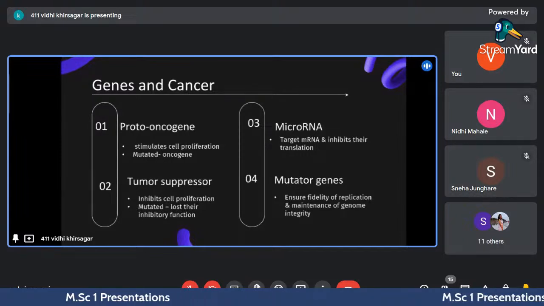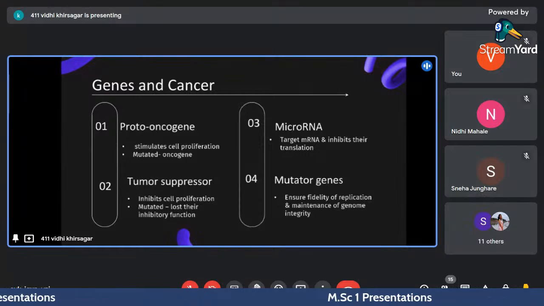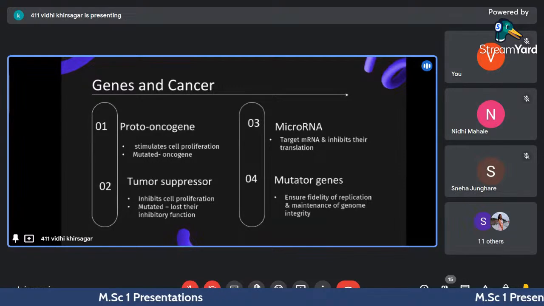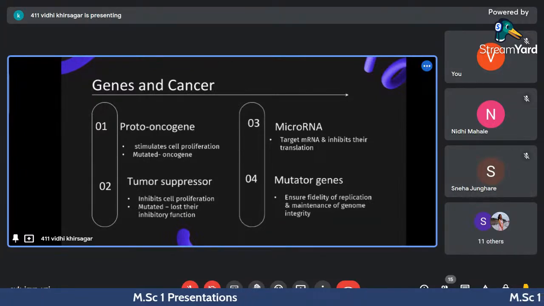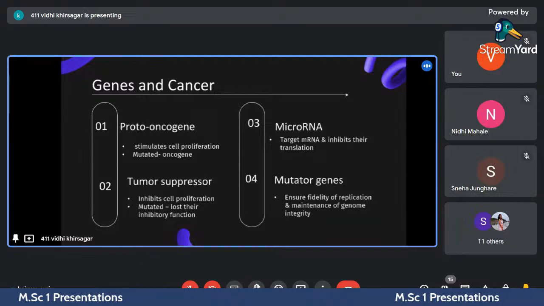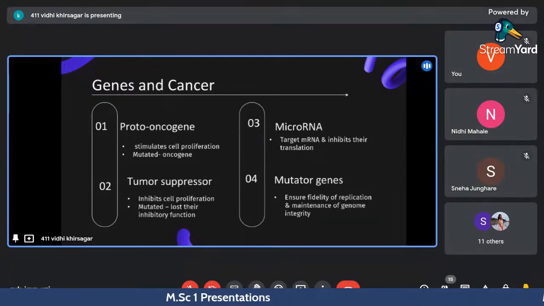Second is tumor suppressor genes. Normally, tumor suppressor genes inhibit cell proliferation. When these tumor suppressor genes undergo mutations, the cells in which they are mutated lose their inhibitory functions. Third is the microRNA genes. MicroRNA genes normally target the mRNA of other genes and inhibit their translation. Fourth is the mutator genes. Mutator genes normally ensure the fidelity of replication and maintenance of genome integrity.